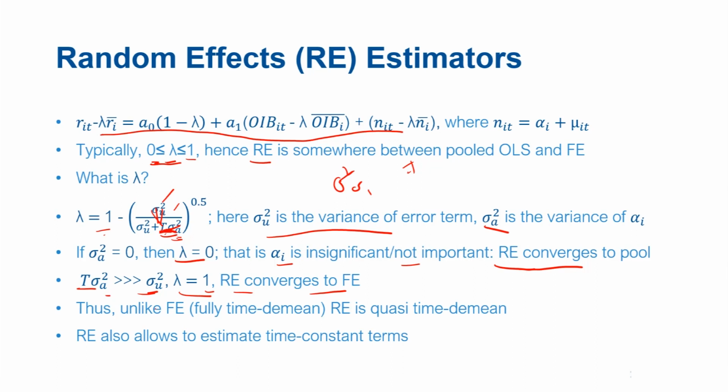Also, we noted that unlike fixed effect, which is called fully time demeaned, random effect is a sort of quasi time demean. So we are time demeaning, but not with a factor of 1, but something which is less than 1 but greater than 0. And another advantage of random effect is that it allows us to estimate the time constant term, for example alpha naught times 1 minus lambda. So it allows us to estimate those time constant terms. That is one great advantage of this method.